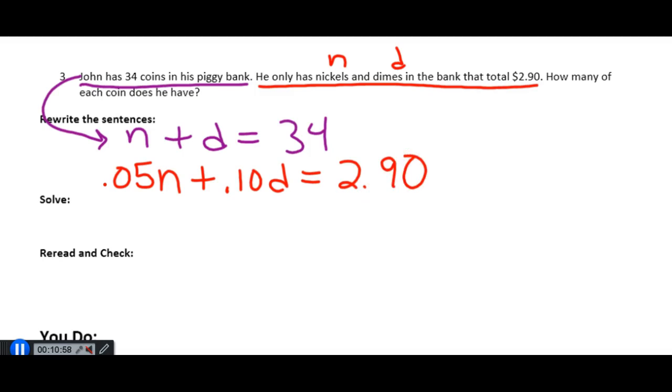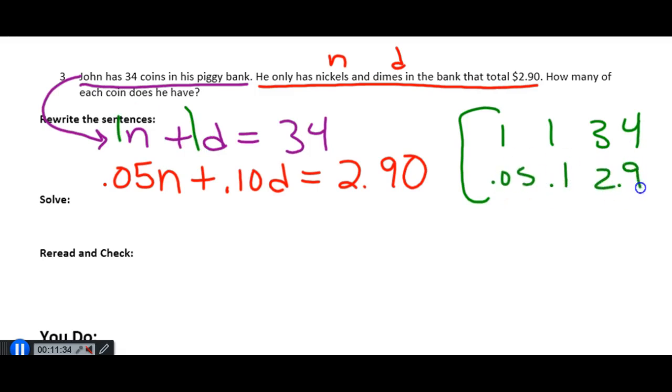Now solving this one, because of those decimals being there, I would definitely use the app or our calculator. You could get rid of those decimals by multiplying by 10, but I just think it's easier for this problem to use the app, and you are allowed to use the app, so why not? So go and put that into your app. Our matrix here would be 1, 1, 34. Remember these coefficients are 1, 0.05, 0.1, and then 2.9. That's the matrix I'm putting in my calculator.